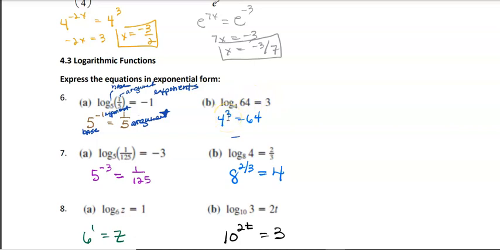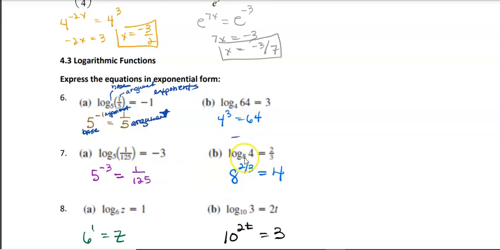3 is your exponent, and it has to equal the argument, and the argument is the number or the expression behind the log. So it's 64, and here it is written in exponential form. Okay, so here we go. 5 is the base, 1 over 125 is the argument, and the power is -3. Base is 5, power is -3. It has to equal the argument, which is 1 over 125.